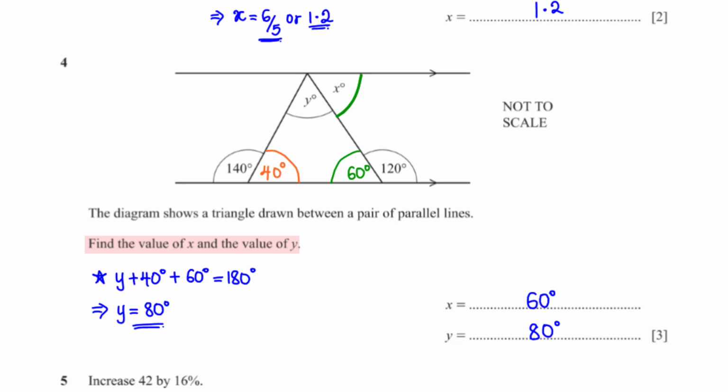Angles in a triangle add up to 180 degrees. So we have y plus 40 plus 60 equals 180. When we make y the subject, we get 80 degrees.